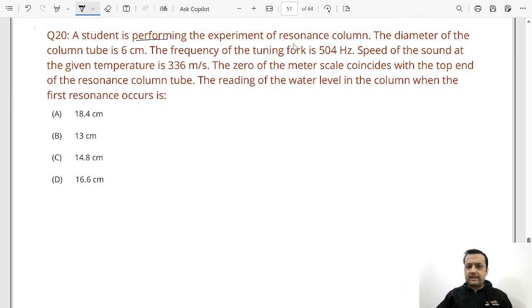A student is performing an experiment of resonance column. The diameter of the tube is 6 centimeter. The frequency of the tuning fork is 504. Speed of the sound at the given temperature is 336. The zero of the meter scale coincides with the top end of the resonance column. The reading of the water level when the first resonance occurs.